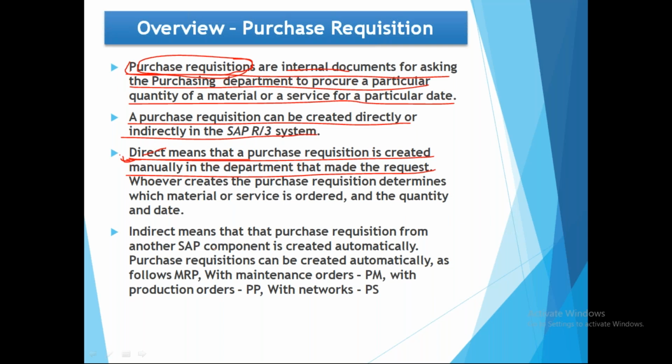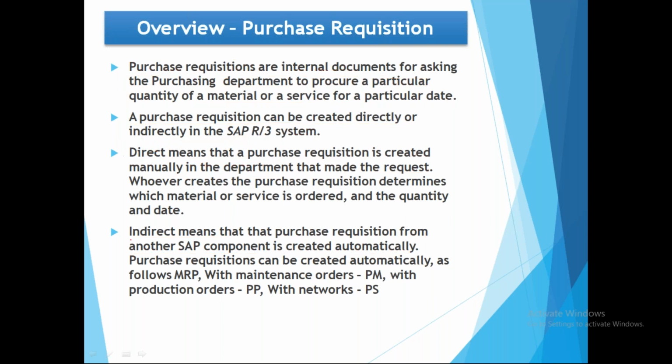Now the other one is indirect. Indirect means purchase requisitions are created automatically from another SAP component, like PP MRP, or in plant maintenance, or in the PS modules. From these modules you can directly create the PR. This we will see at a later point in the other classes.